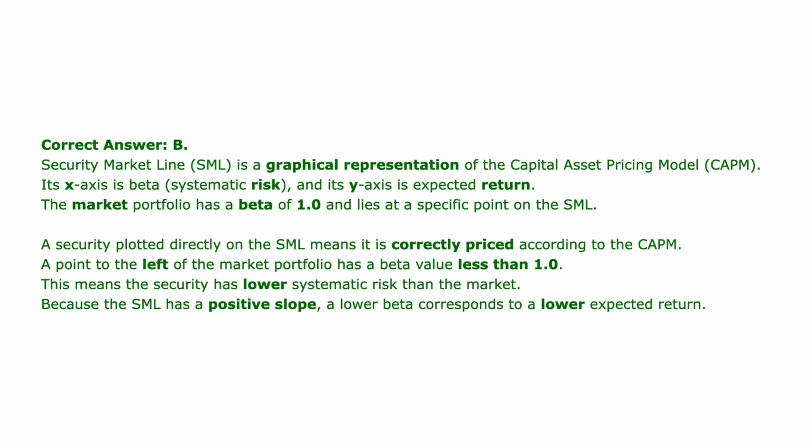On the SML, the x-axis equals beta, systematic risk. The market portfolio has beta equal to 1.0. Left of market means beta less than 1.0, which results in lower systematic risk. Positive slope means lower beta equals lower expected return.